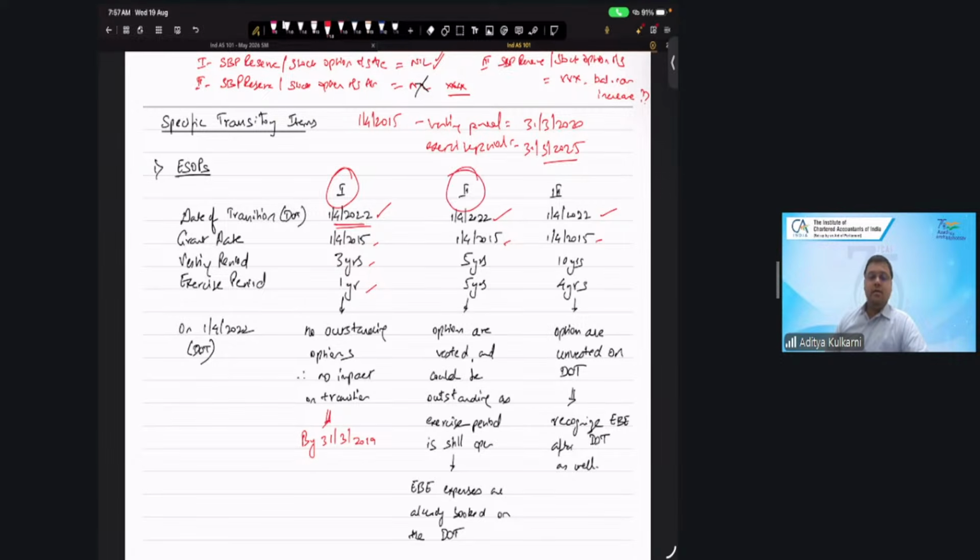Second case, what have you said? You said that there will be some balance in stock option outstanding account. Yes or no? Yes. This would be at which value? You are moving from guidance note. Under guidance note, this would be at fair value or intrinsic value? The balance here would be fair value or intrinsic value?